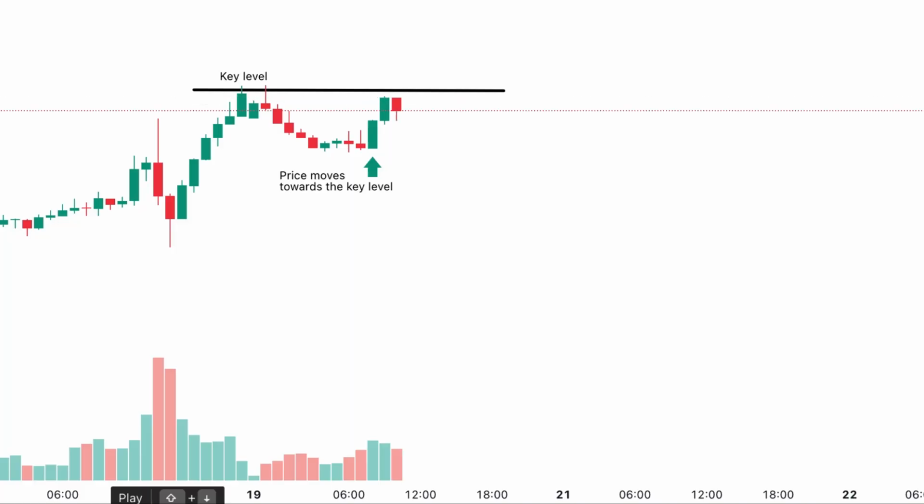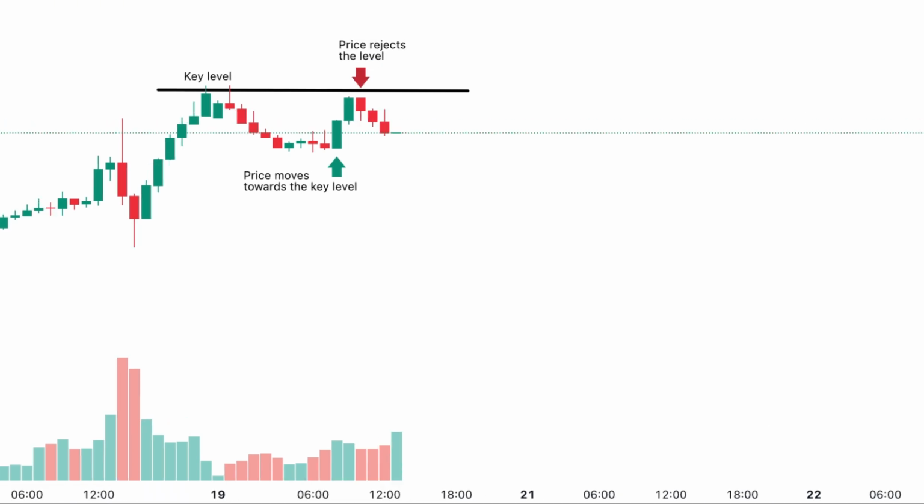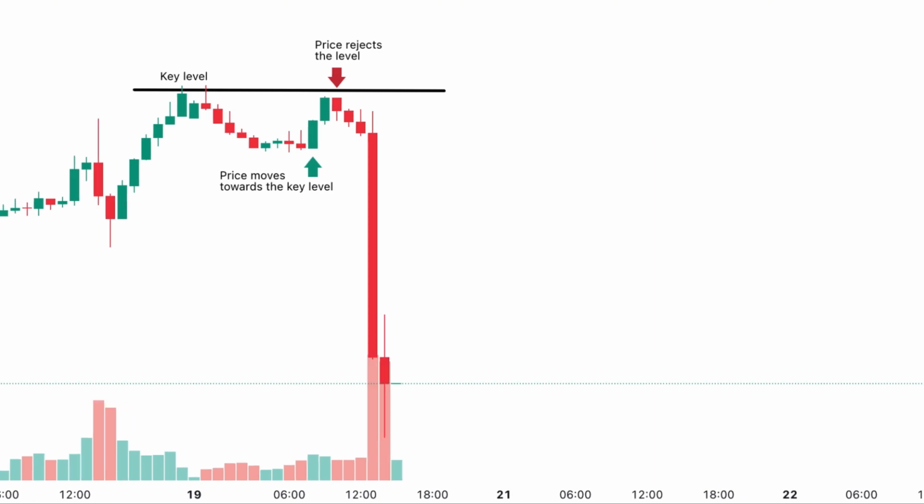You'll see the price make a high, pull back, and then test that high again. And the key here is that the second test fails to break higher. That's your signal that the market might be ready to reverse.